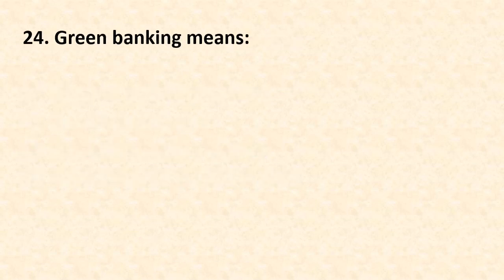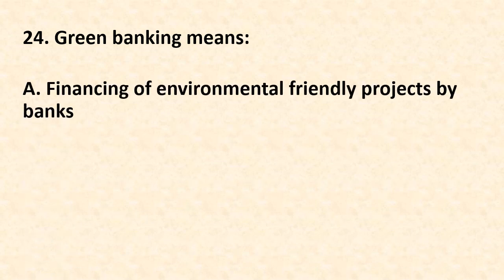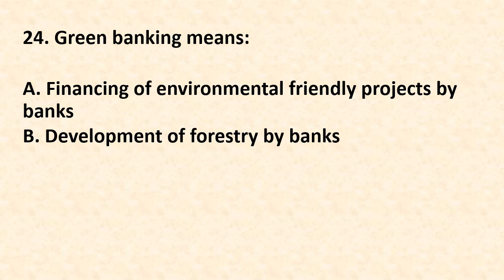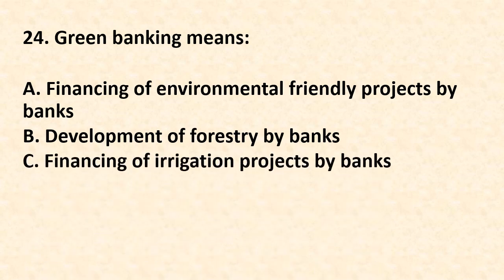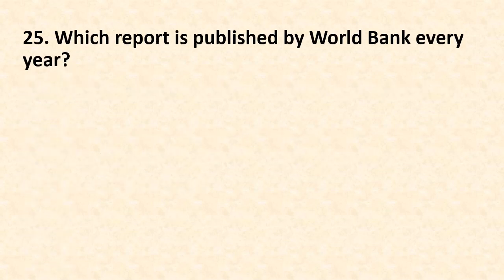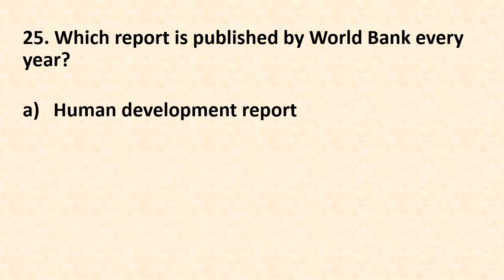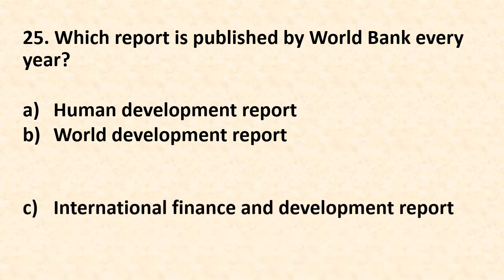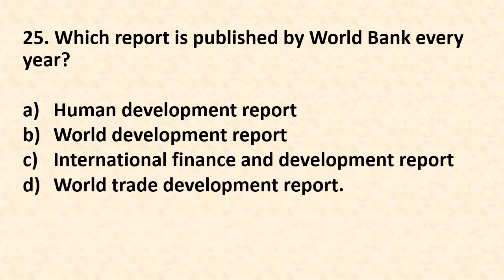Question number 24. Green banking means. Options are financing of environmental friendly projects by banks, development of forestry by banks, financing of irrigation projects by banks, and none of the above. The correct answer is option A. Green banking means financing of environmental friendly projects by banks. Question number 25. Which report is published by World Bank every year? Options are Human Development Report, World Development Report, International Finance and Development Report, and World Trade Development Report. The correct answer is option B, World Development Report.